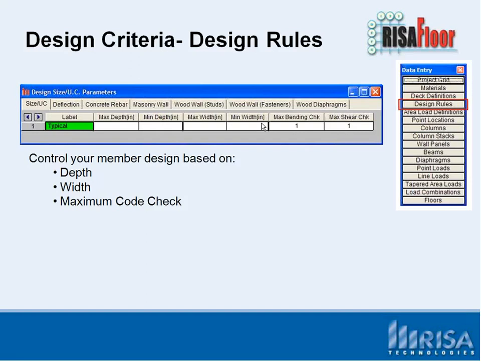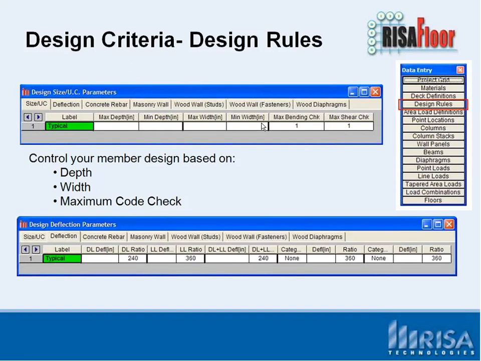This is not just for beams. This would also be for columns too. So you can set up any one of your members to have these criteria. The other thing you can do is control your deflection. So in building design, it's very typical that you'll have deflection criteria for your floor system or your roof system.